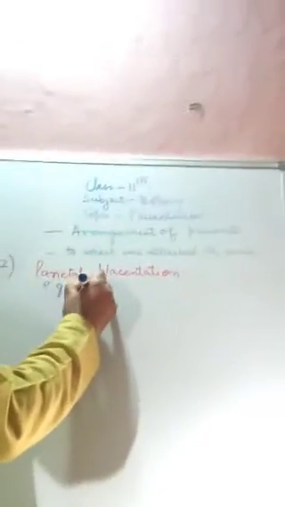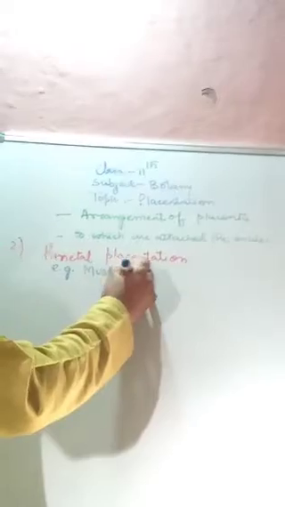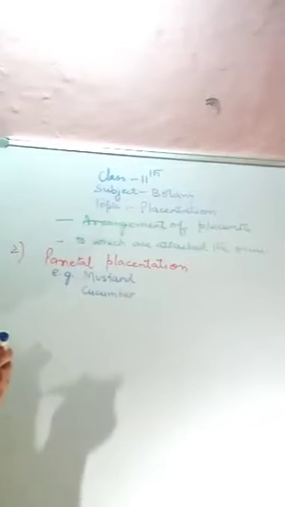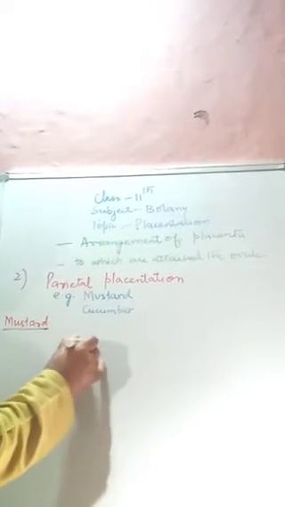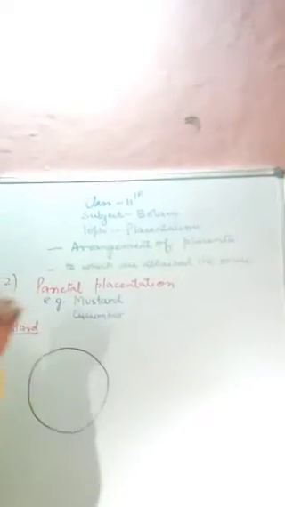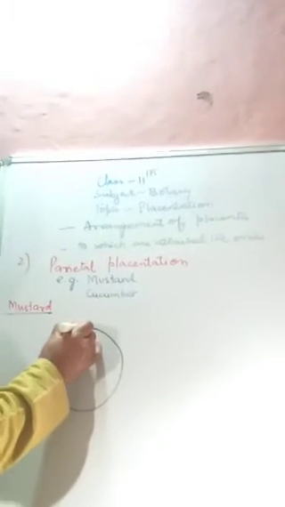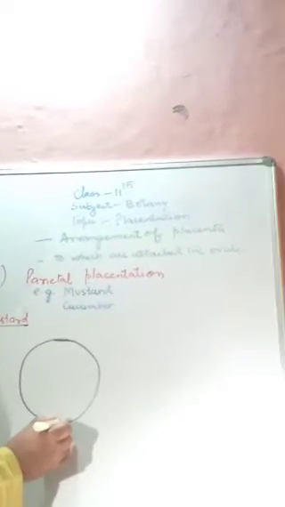One we have is mustard, the other is cucumber. Let us first discuss mustard. Try to understand mustard. This is the ovary. This is the ovary. Now here we will see the placentation is found.